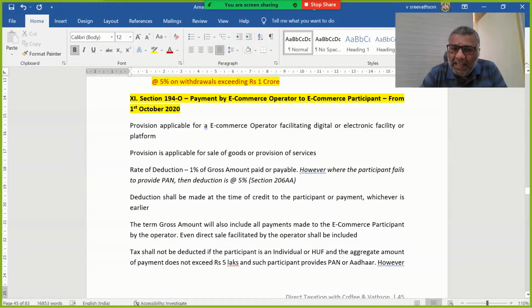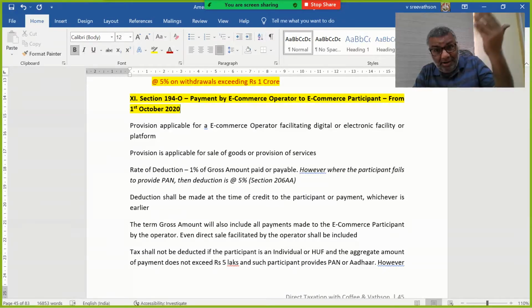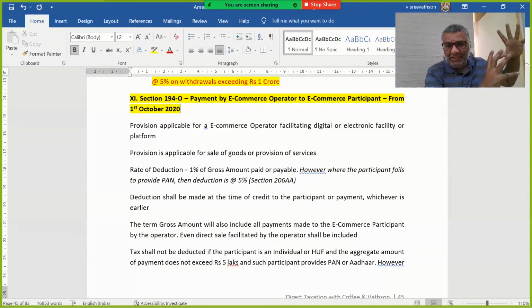The provision is applicable for an e-commerce operator facilitating a digital or electronic facility or just a platform where you can display products. InstaMojo is a platform. Flipkart is a facility. Razorpay is a platform, where you don't buy anything; you pay using Razorpay. Also Bheem. Platform, facility, so we are covering both these people. There is a reason. We are covering both, the e-commerce operator.